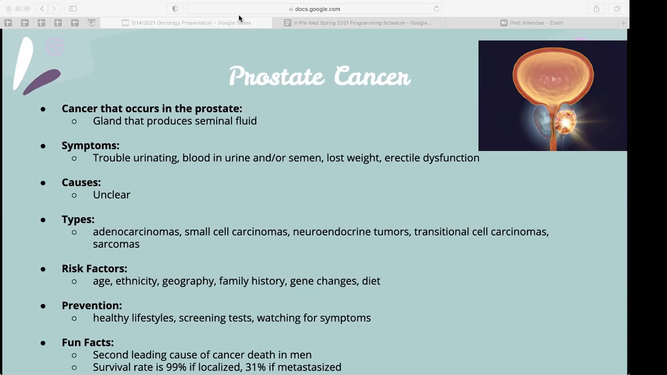Symptoms of prostate cancer include trouble urinating, blood in urine, and weight loss, and unfortunately, the cause of prostate cancer is unclear. There are many different types of prostate cancer, some of which include neuroendocrine tumors and sarcomas. The most common type, however, is adenocarcinomas, with nearly 100% of all prostate cancer caused by them.